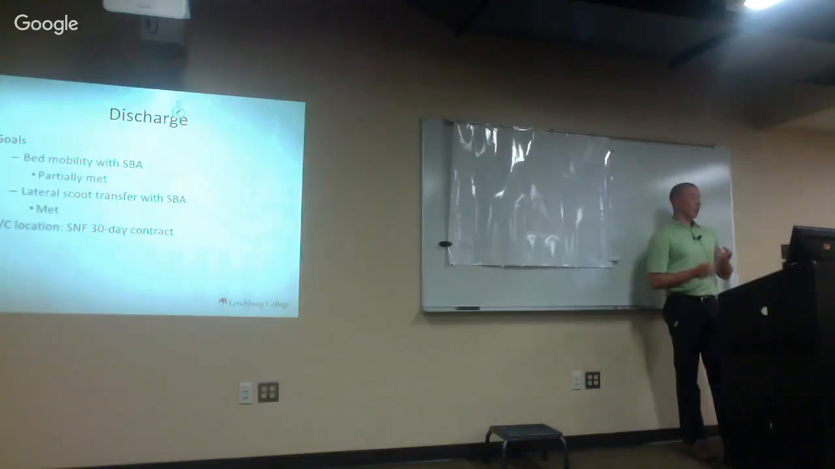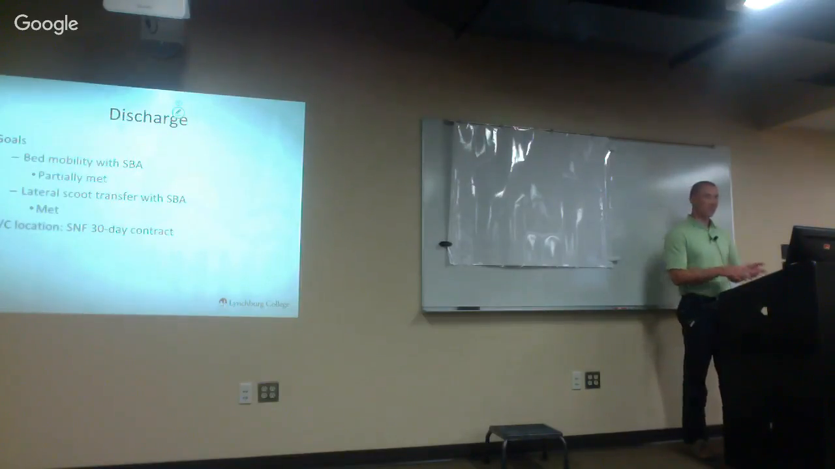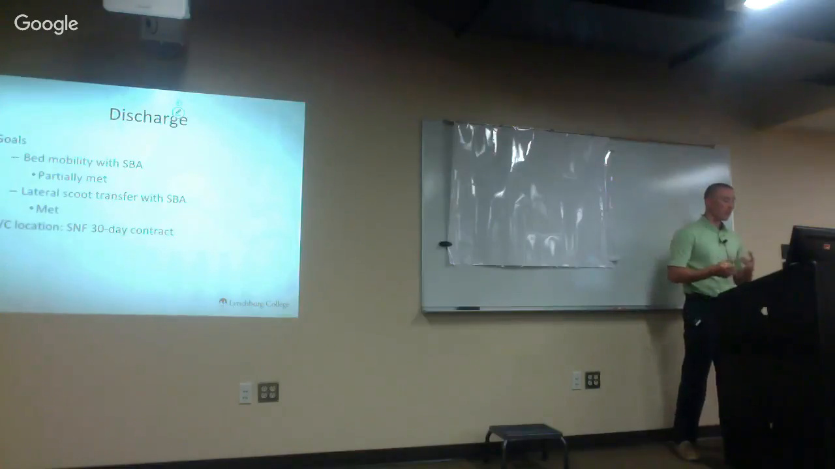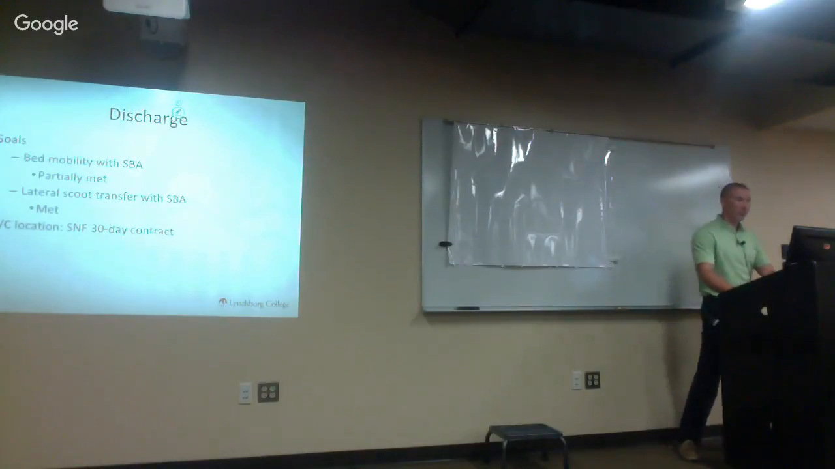So at discharge, her bed mobility was partially met because she needed min assist still for the supine to and from sit. She was mod I for the rolling. She met the lateral scoop transfer goal. And her DC location, she did go to a skilled nursing facility, but it was on a 30-day contract. So she had to be there for 30 days. And then I don't really know what else happened after that. She just kind of left on the Saturday.